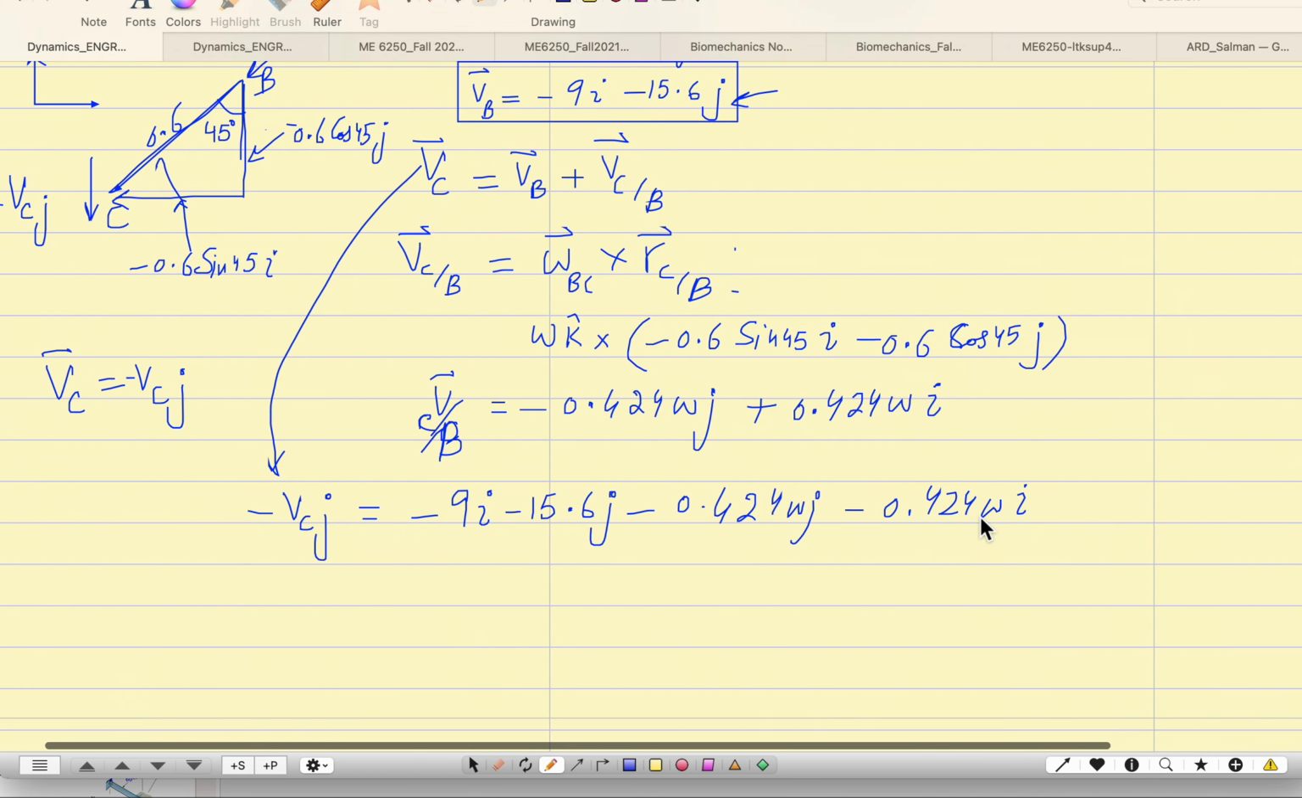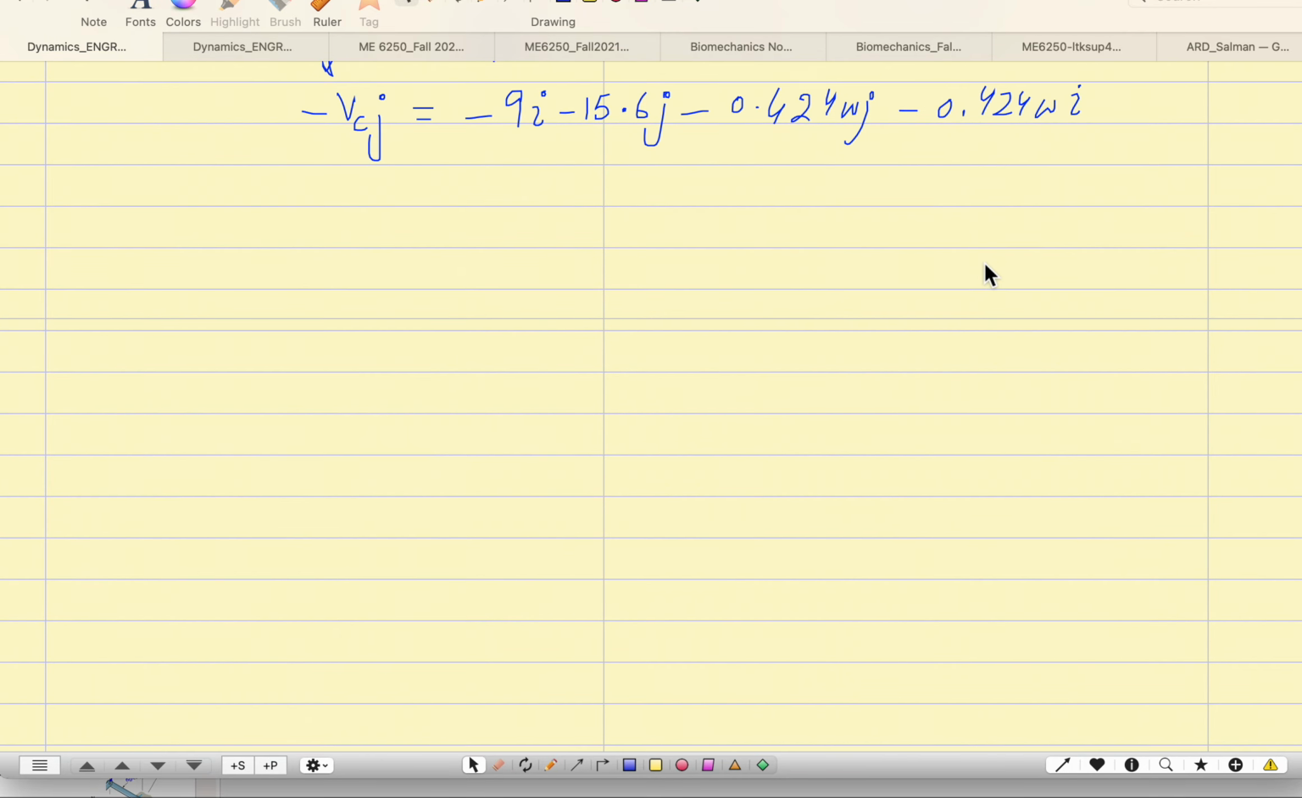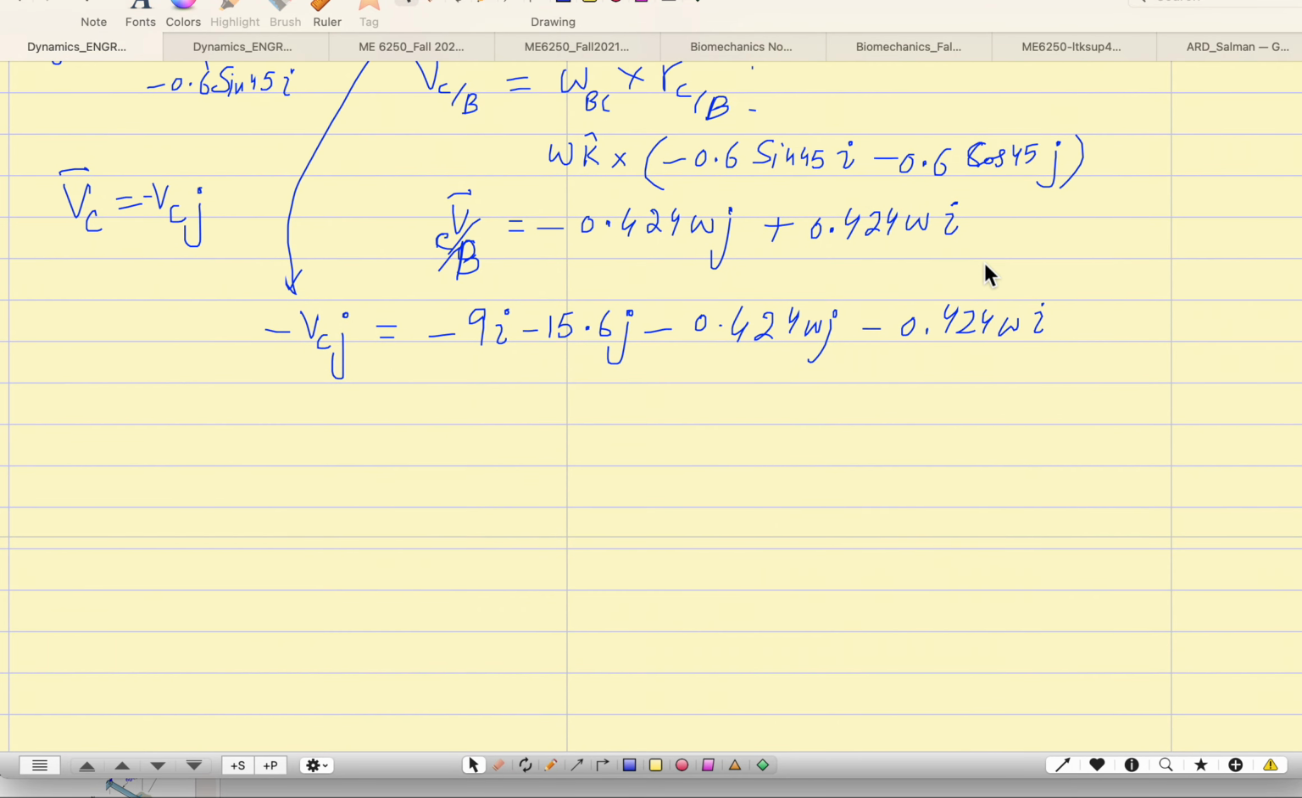Now, let me explain one thing. If you see one equation with I and J components, one equation contains two separate equations. You have to separate the coefficients and equate them separately. The I component should be equated separately and the J component should be equated separately, if it is one equation having I and J components. So let me separate the I components and equate them here. And you will get a lot of information from there.